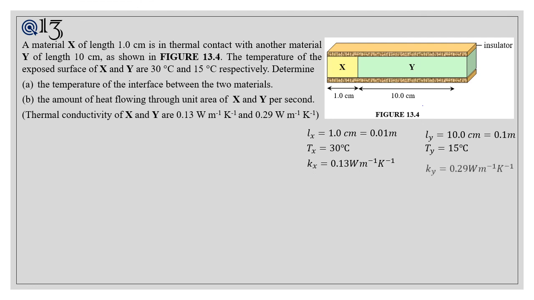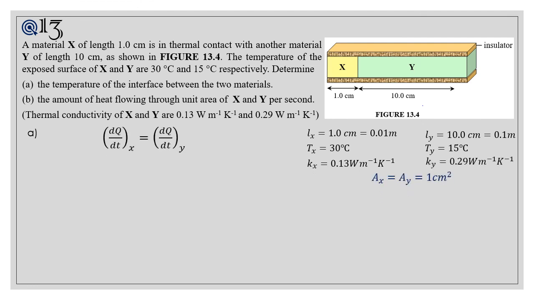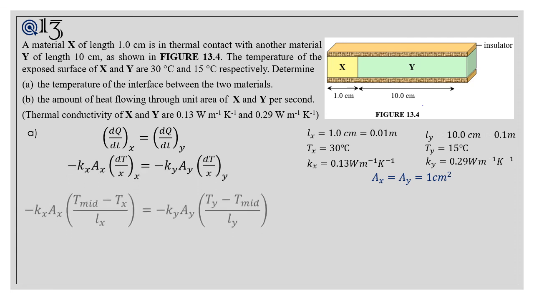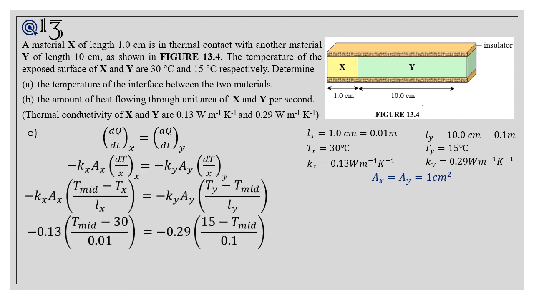And then, for question A, what we need to do is, we could use the formula for rate of heat transfer for both material X and Y. And then we substitute the values into these equations. And then we finally find the value of the temperature of the interface between these two materials, which is 27.26 degrees Celsius.